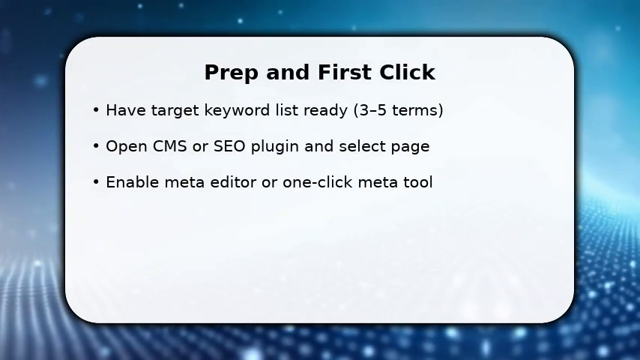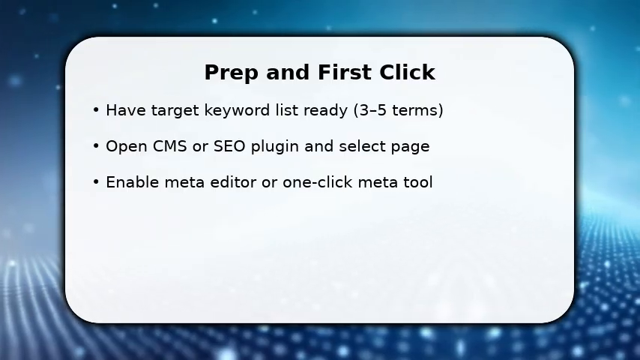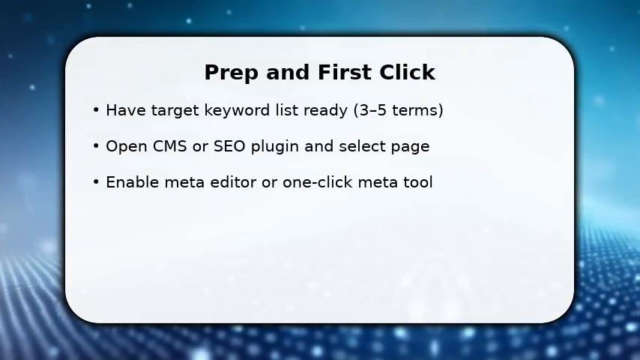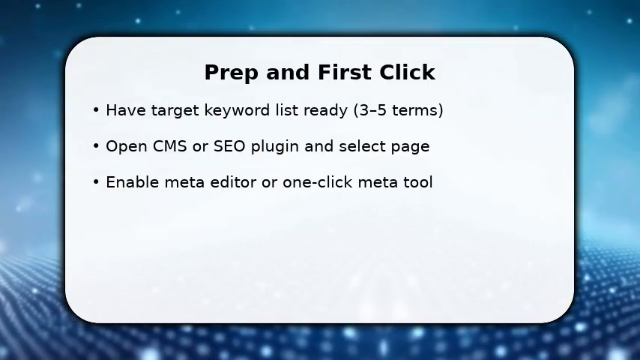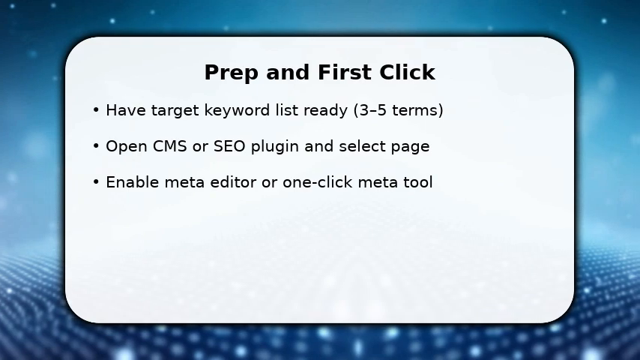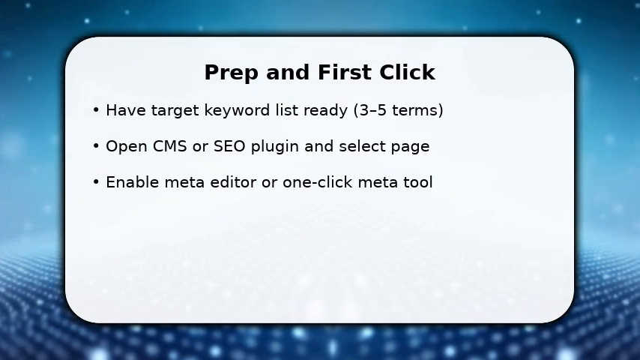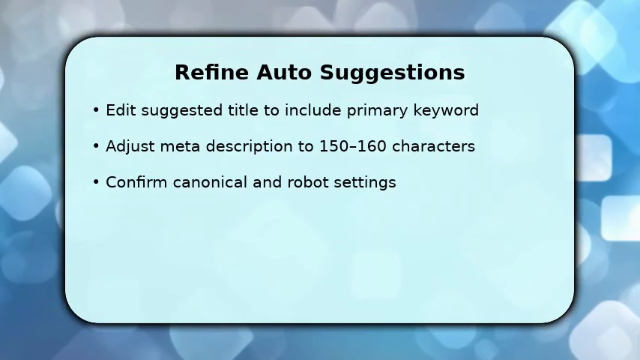The plugin will suggest a title and meta description draft. Make sure you check length hints and snippet preview as you go, because these drive what users actually see in search results. Once done with the first click, refine the machine draft to match intent and brand voice.